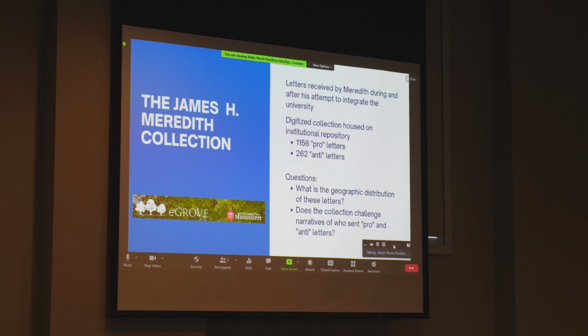Being from the South, I'm sure we can all imagine, much of the world would be prone to think that the South would just be incredibly anti and the North would be incredibly pro. And I kind of wanted to take the opportunity to see if that was true or if, as both Adam and I imagined, the case was a lot more complicated than that.